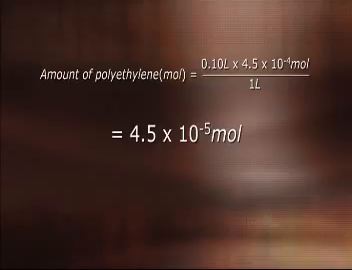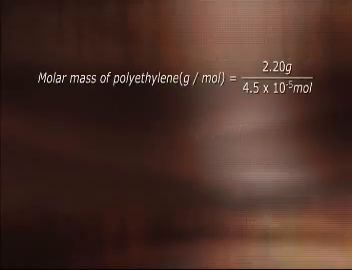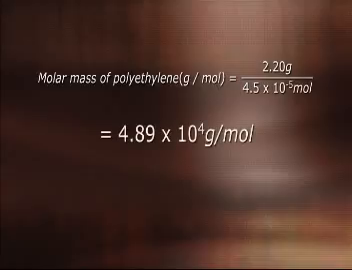We can use this to calculate the molar mass of polyethylene. Therefore, 2.20 grams divided by 4.5 times 10 to the -5 mole equals the molar mass of polyethylene. Our answer is 4.89 times 10 to the power of 4 grams per mole.